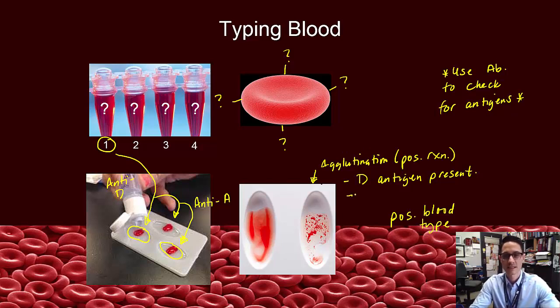What does that tell me? Since I'm adding antibody A to the sample, I'm checking for the presence of the A antigen. And if I get a reaction, that tells me that the A antigen is present. And if the A antigen is present, well, then I know that I have a positive blood type and I have the A antigen also present. Okay, so I know that my cells in that sample so far, they look like this. They have the D antigen on it and they have the A antigen on it.